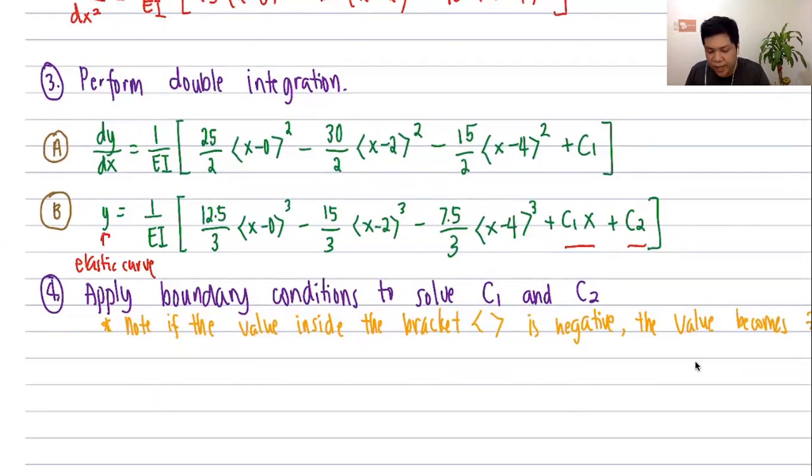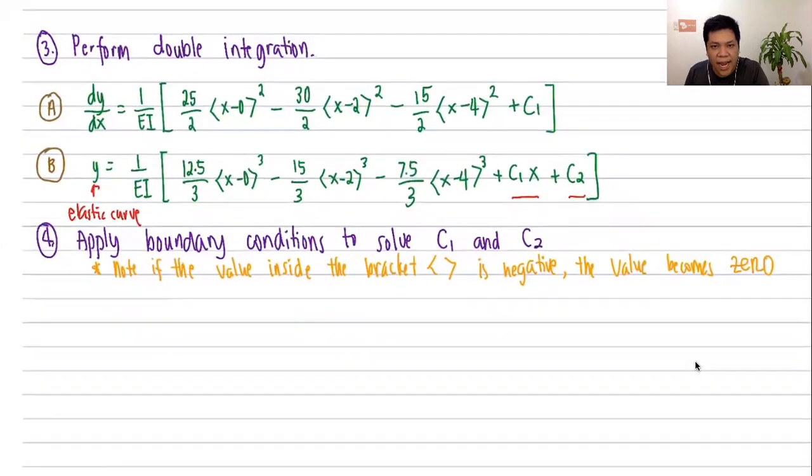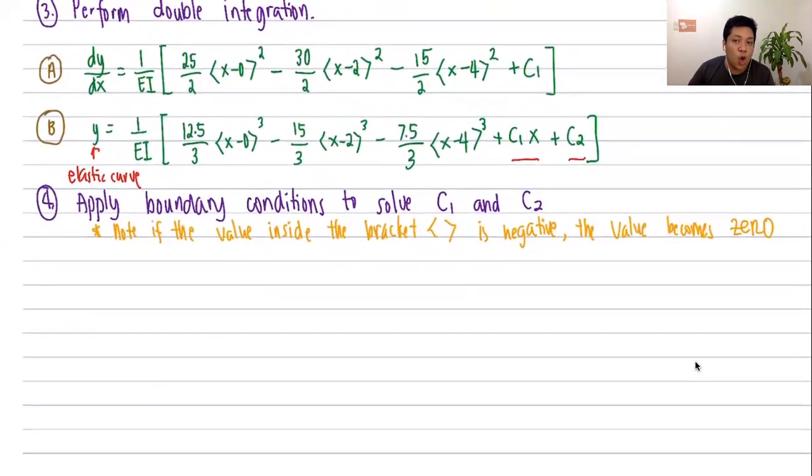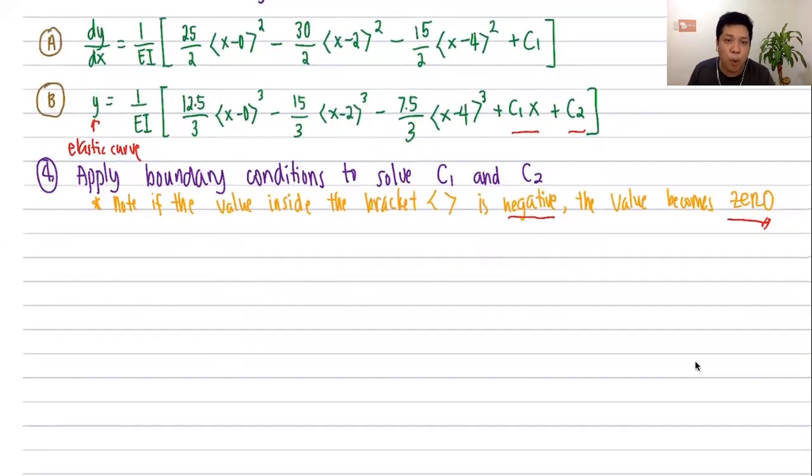The next step, step number 4, is to apply the boundary conditions in order for me to solve for the constants of integration. Now again, please take note that if the value inside the bracket is negative, the value becomes 0 and there's no need to evaluate that term. Now, again, just as a review, when we say boundary conditions, our target points are actually the support reactions. Now, I have two support reactions, a pin and a roller. So what are the boundary conditions involved if we have a pin and a roller?